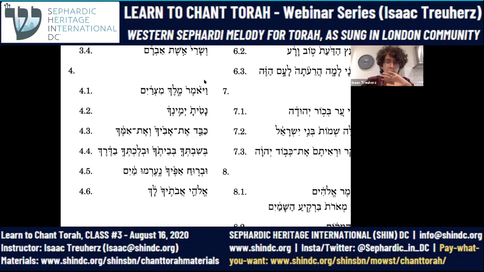Let's go back to 4.1. Does someone just want to give me just Vayomer? Vayomer Melech Mitzrayim. Someone want to give me just 4.1? I can do it. Vayomer Melech Mitzrayim. Yeah, absolutely spot on. So now we have that under our belts. Does someone want to try 4.2? I can try it. Go ahead. Natita yaminacha. Yeah, amazing.